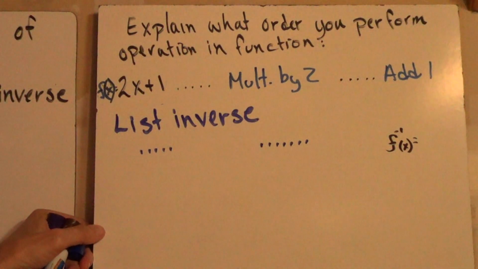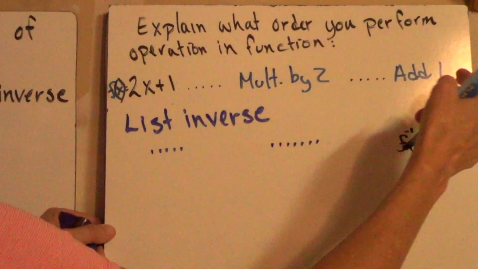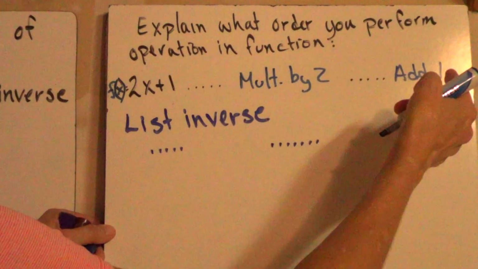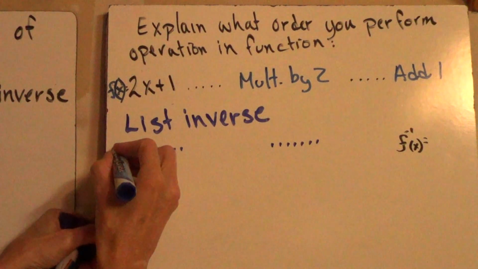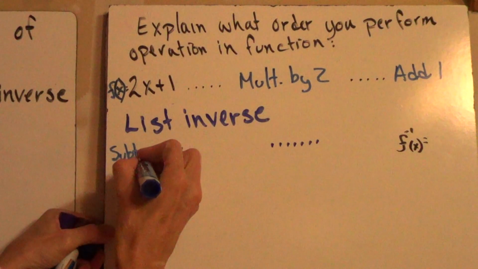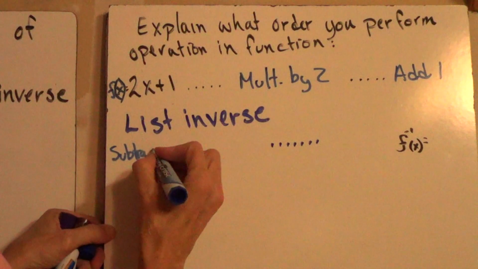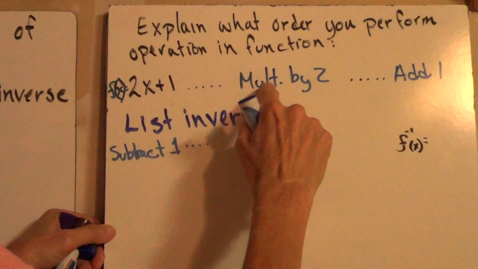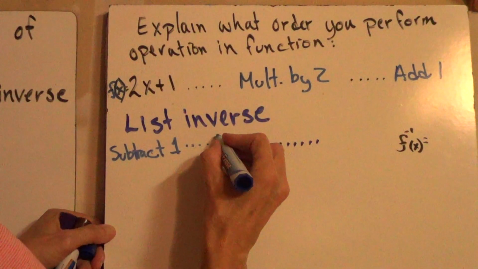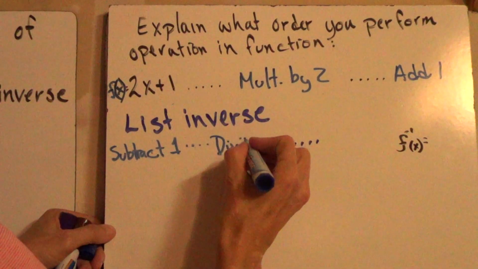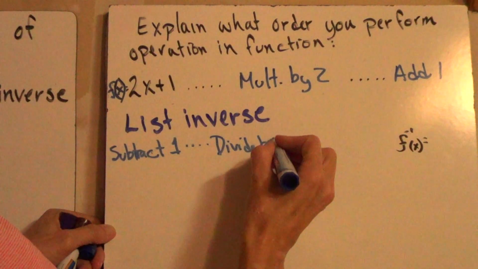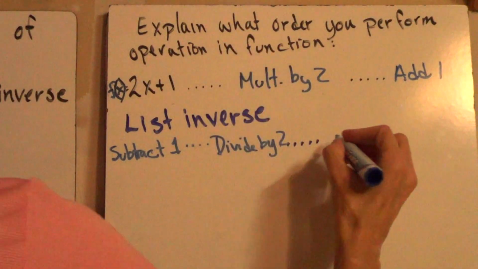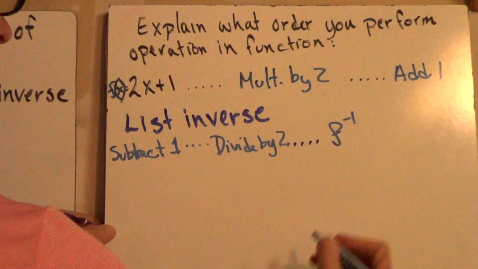To find the inverse, what you do is you go in the opposite order and the inverse operation. So instead of add 1, you would subtract 1. And then rather than multiply by 2, you would divide by 2. And your new function, we usually label these as an inverse by that.